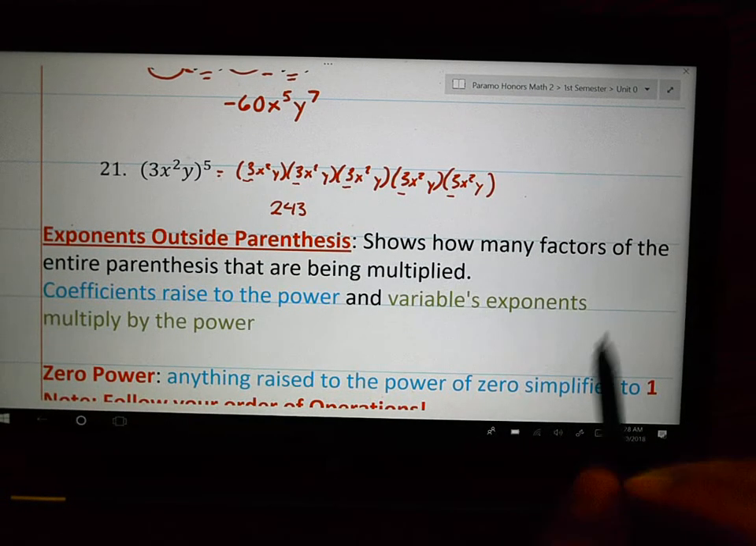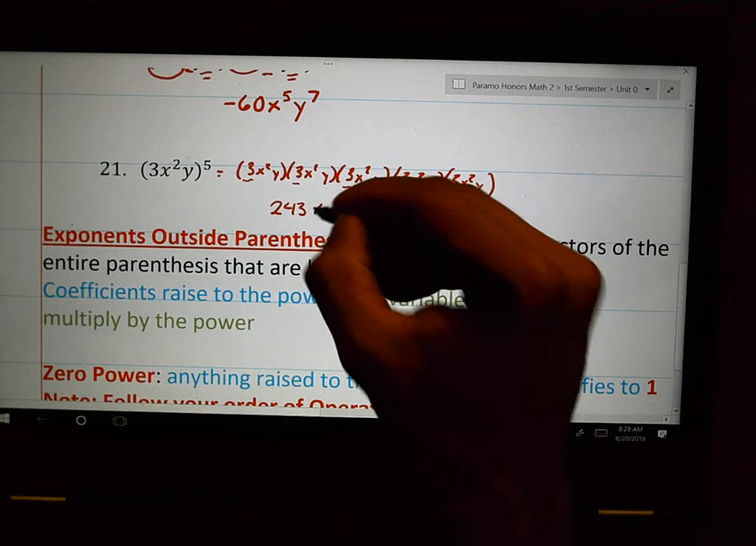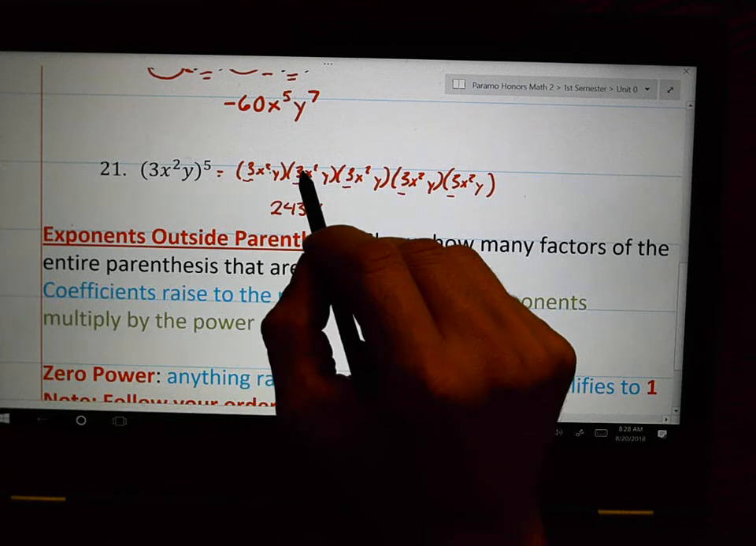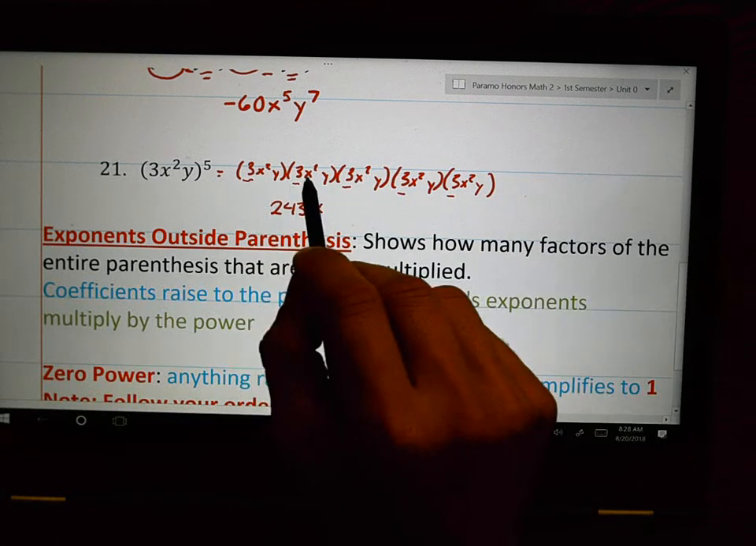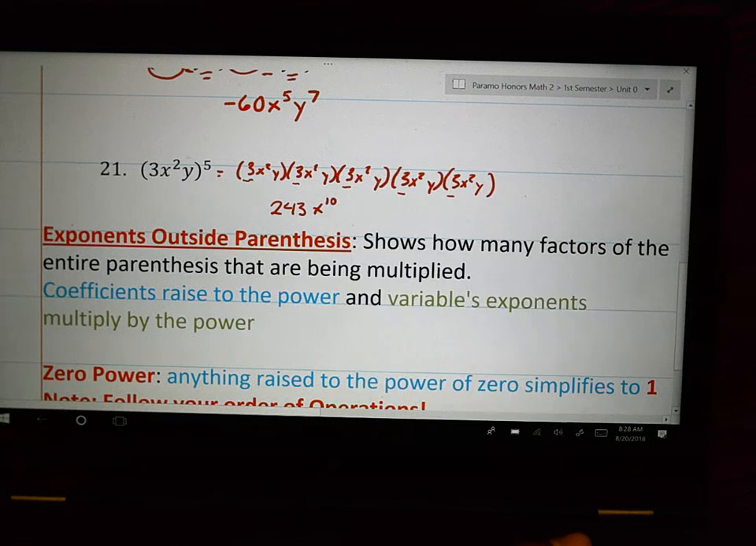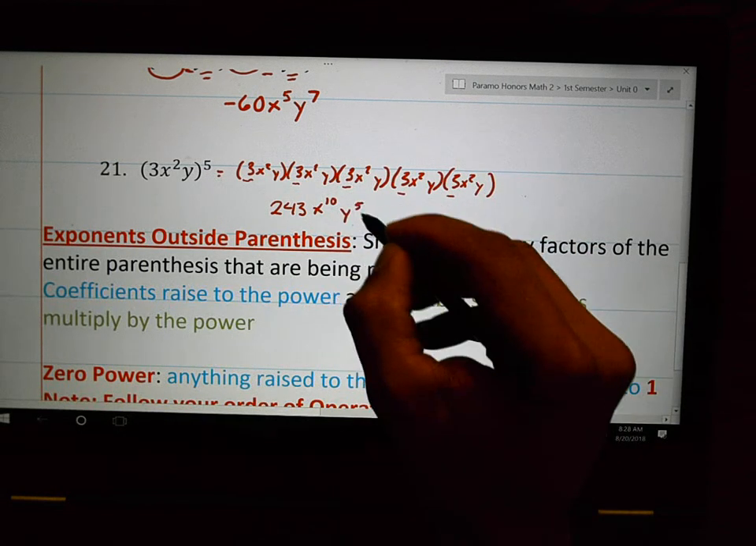And now that's the coefficients. Now I can deal with the x's. I have x, and then there's 2 times another x times x, x times x, x times x. X to the 10th power, I assume. How many y's do we have multiplying each other? I believe we have 5 factors of y.